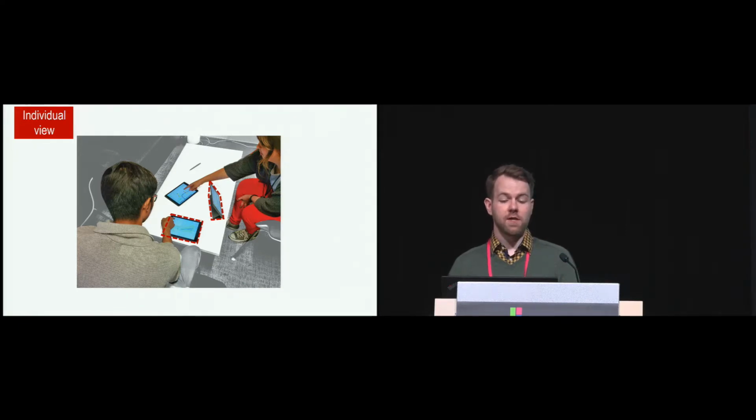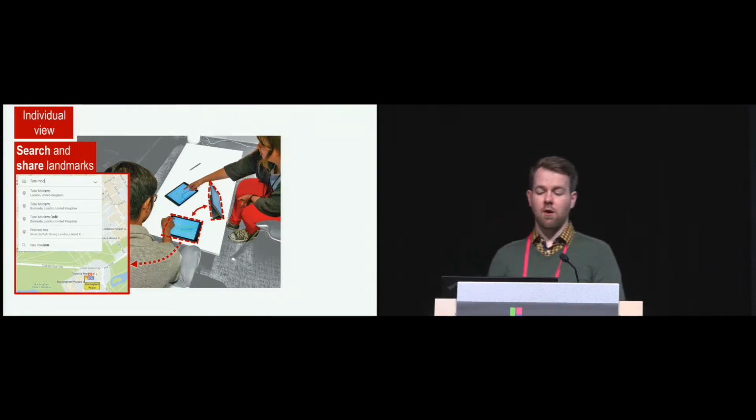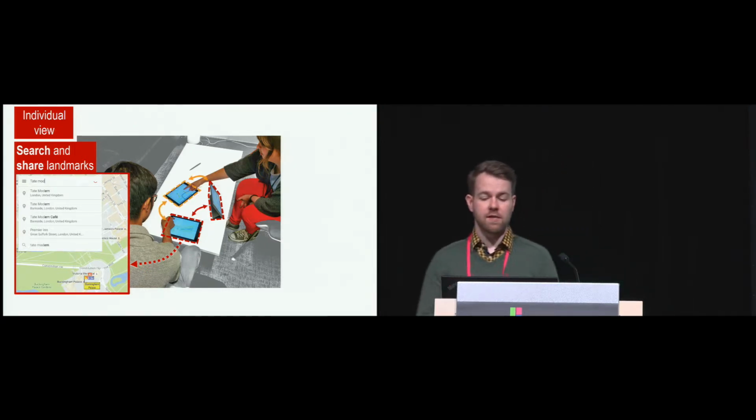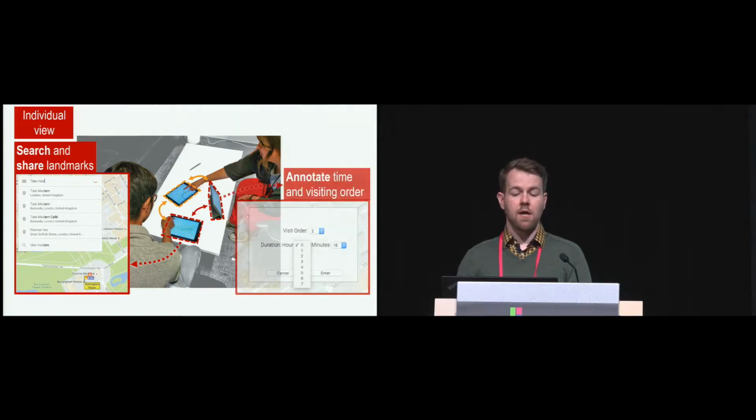On their individual devices, users can search for landmarks or places of interest via the Google Maps search interface. And they can then share these locations with each other, and shared locations also appear on the shared overview device, to which everyone around the table has access. And users can annotate their shared locations with a visiting order and a duration to create their shared trip itinerary.